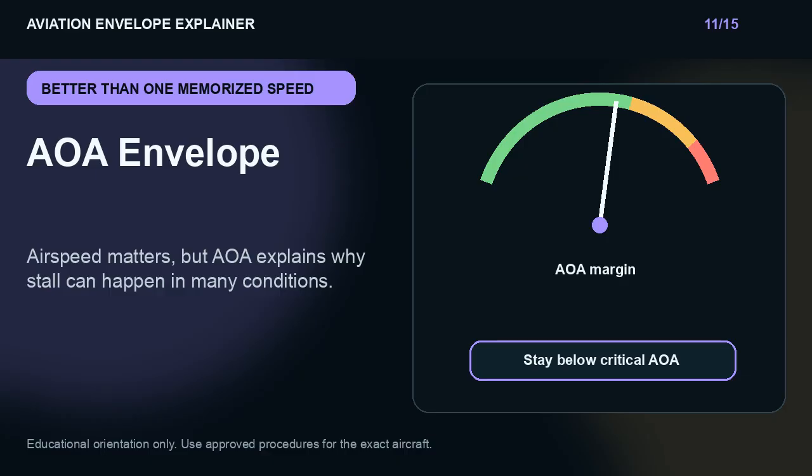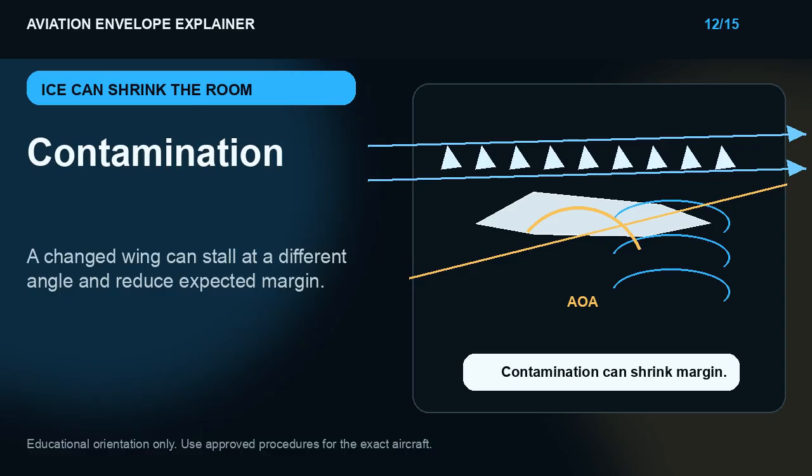This is why the phrase "reduce angle of attack" is so central. If the airplane reaches a stall warning, the first aerodynamic problem is that the wing is too close to critical angle of attack. Power can help rebuild energy, but power alone does not change the fact that the wing must be unloaded. The airplane has to be moved back inside the angle of attack envelope.